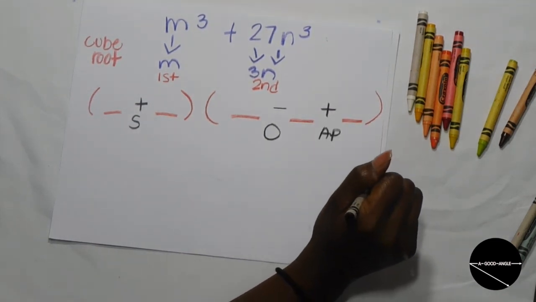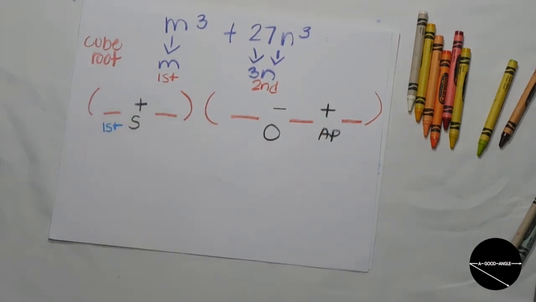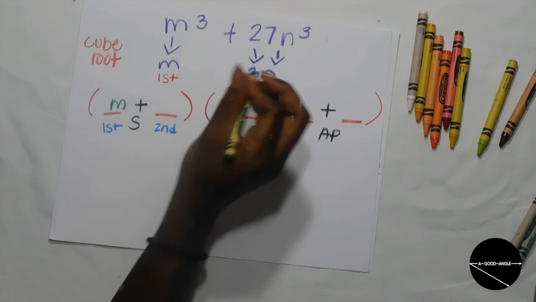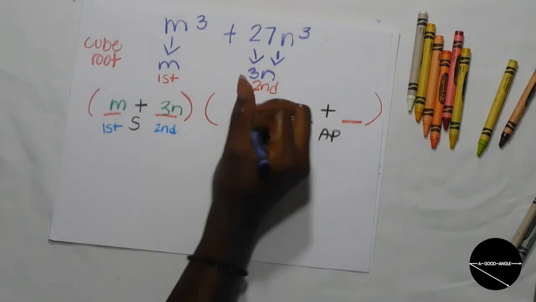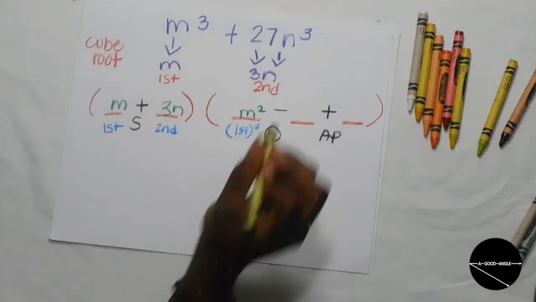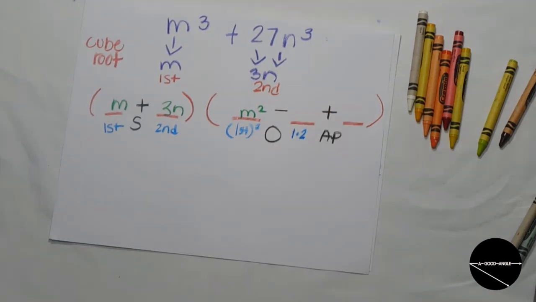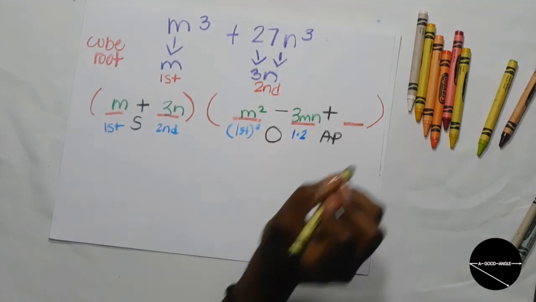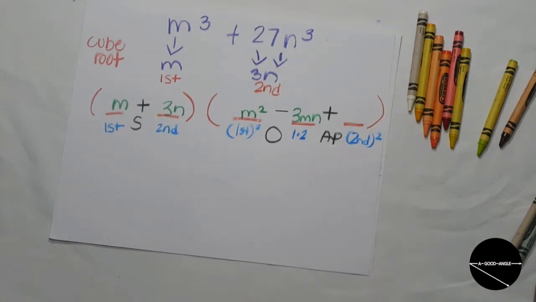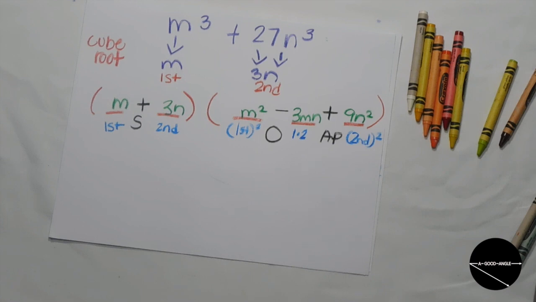First one in the first blank is going to be a what? It's going to be an M. Second one is going to be 3N. Bring that whole thing because it's the whole second one. First one squared, M squared. First one times the second one is a little tricky. M times 3N is going to be 3MN. Okay, and then second one squared. 3 squared is 9. N squared is N squared. Not too shabby.